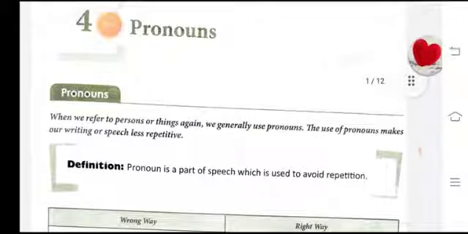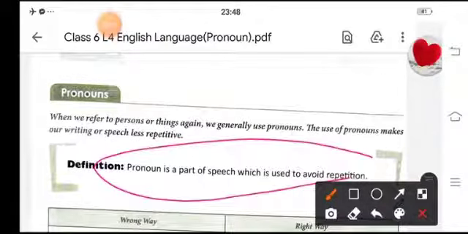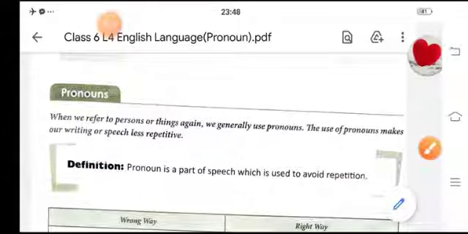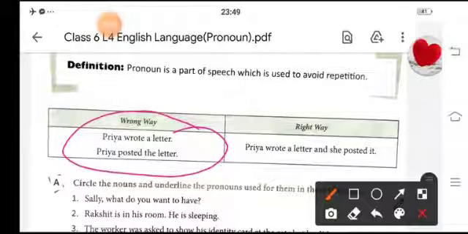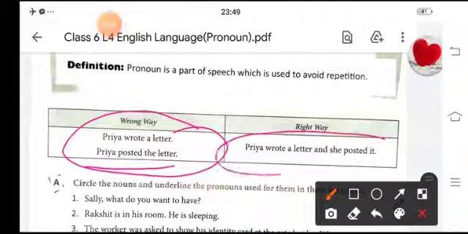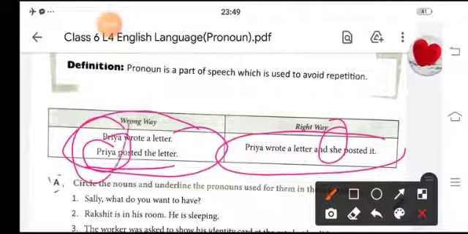Pronoun is a part of speech which is used to avoid repetition. That means it is used in the place of a noun. For example, Priya wrote a letter, Priya posted the letter. But the right way of writing is: Priya wrote a letter and she posted it. So this word "she" is a pronoun, which is used in the place of the noun, avoiding the repetition of Priya and Priya.